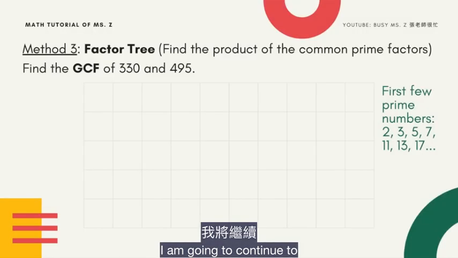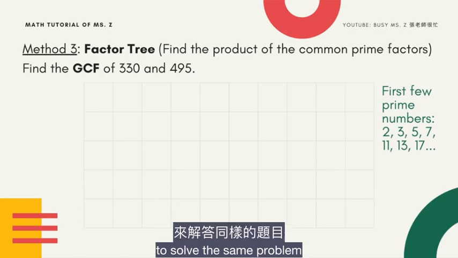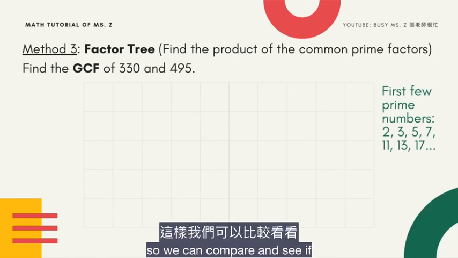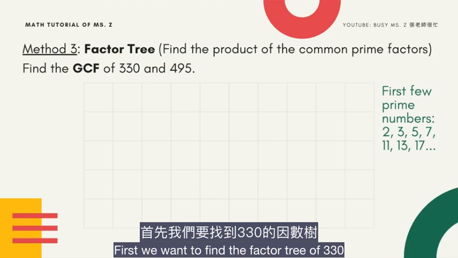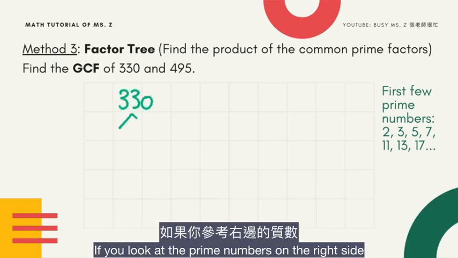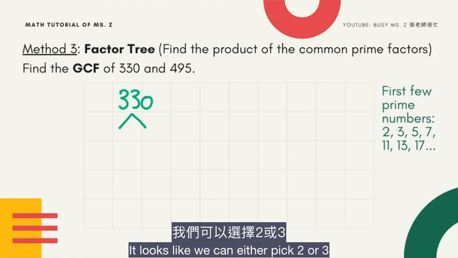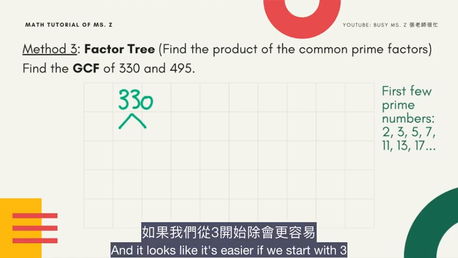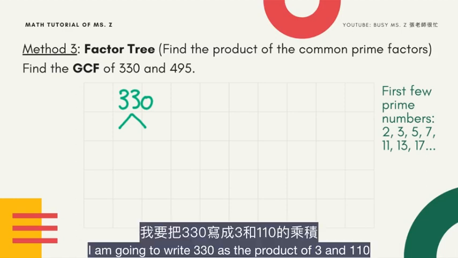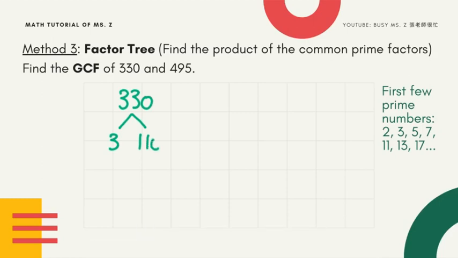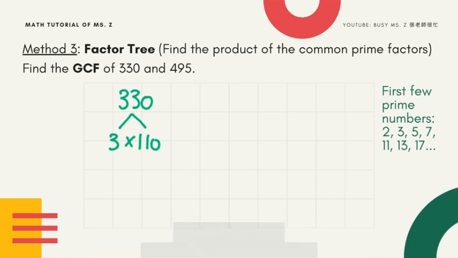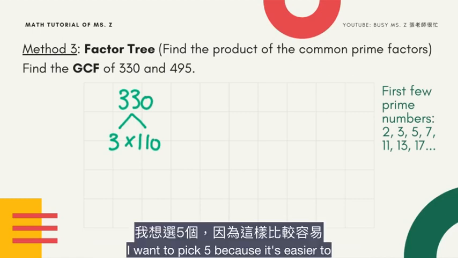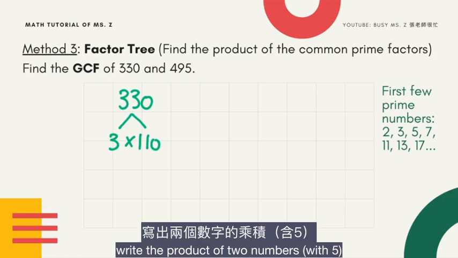Now I'm going to continue to use the third method, the factor tree, to solve the same problem, so we can compare and see if there's any difference or similarities. So first, we want to find the factor tree of 330. And if you look at the prime numbers on the right side, it looks like we can either pick 2 or 3, and it looks like it's easier if we start with 3. So I'm going to write 330 as the product of 3 and 110. Next, we want to write 110 as the product of a prime number and another number. And I look at the list on the right side, I want to pick 5 because it's easier to write the product of 2 numbers.